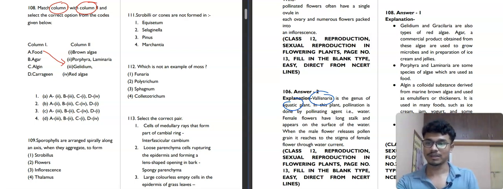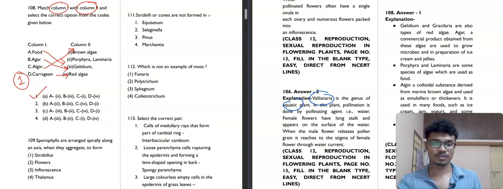Then B. Agar is gelidium. Agar is obtained from gelidium. And then algin. Algin, where you can obtain from? Algin is from brown algae, and carrageen is from red algae. So you can see this. So here first option is our correct answer.